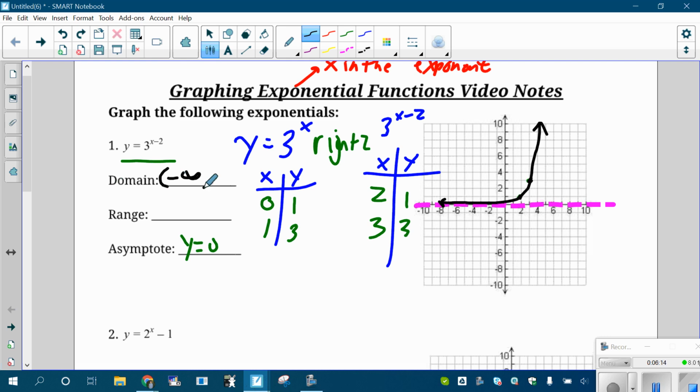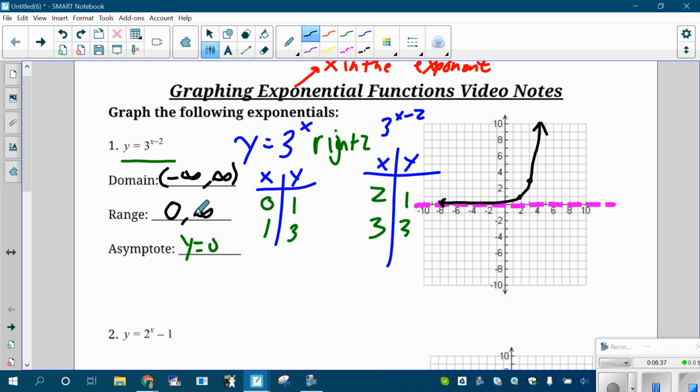How far right? Infinity. It keeps going off and off and off. That's always going to be the case for every exponential. The range is defined by the asymptote. So once you figure out the asymptote, y equals 0, your range is just going to be 0, infinity. It goes from the asymptote up.